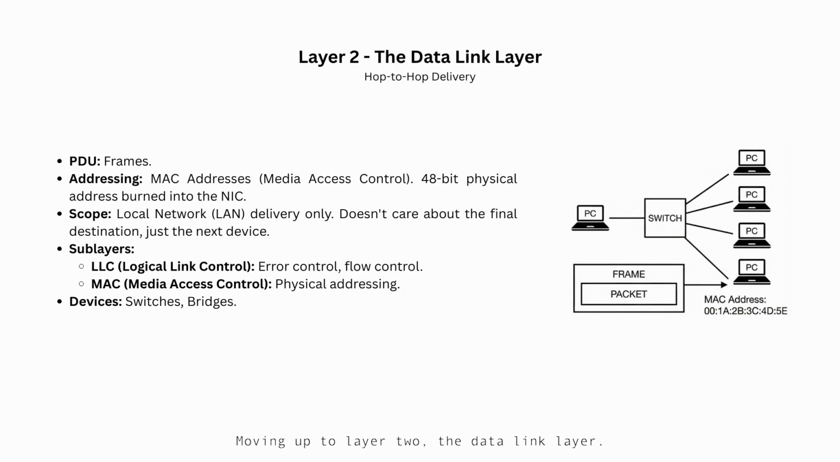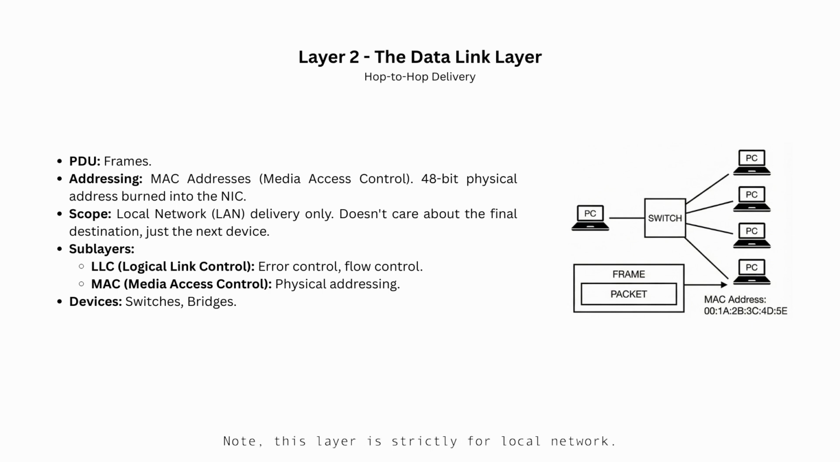Moving up to layer 2, the data link layer, this is responsible for hop-to-hop delivery. We take those raw bytes and organize them into frames. The currency of this layer is the MAC address. Every network card has a unique MAC address burned in by the manufacturer. Your switch also lives here. A switch is a smarter version of a hub. It reads the MAC address and sends the frame only to the specific device that needs it.